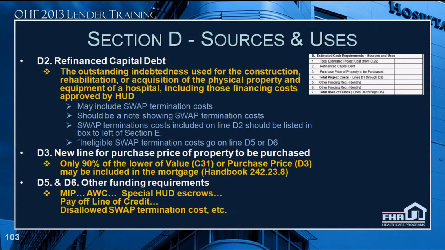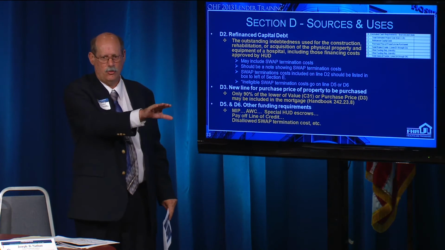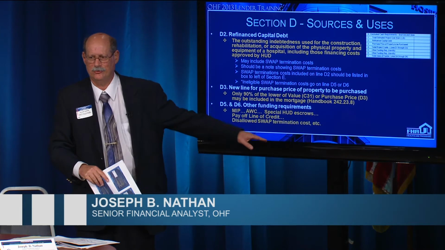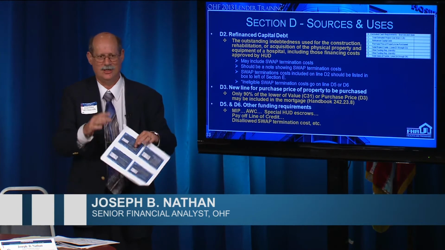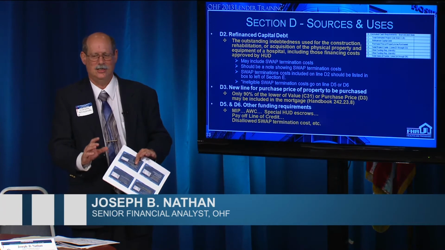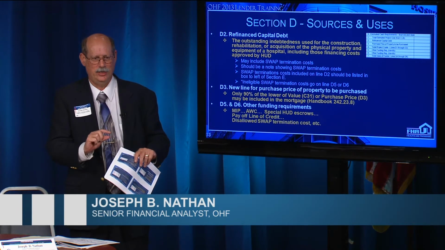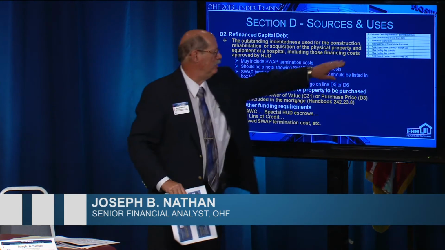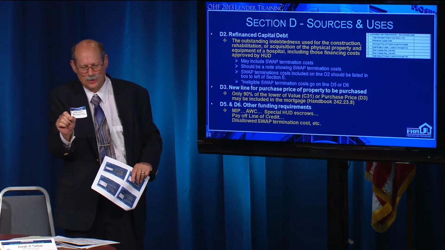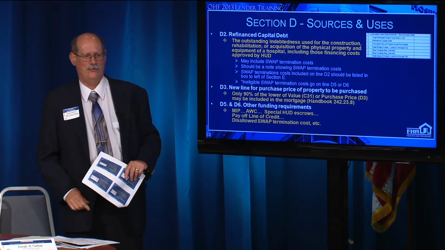Swap termination costs included on line D2 should be listed in the box to the left of section E. You'll see this in a picture, but basically in the lower left-hand corner of the form, there's a little box carved out that says for HUD use only, but there's a nice little empty blank box there. In that little blank box, where there are swap termination costs included up here in the refinance capital debt, you're going to write down swap costs included in D5.